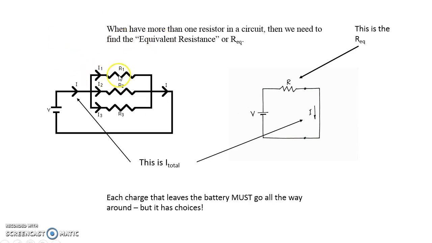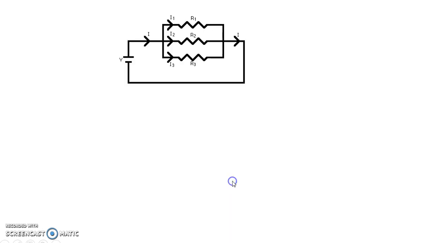That's sort of how the electrons feel. This might be a really easy resistor to go through because it's a small resistance, but if they all went through it, then that would just make no sense. So they divvy themselves up, and there is an equation that dictates how they divvy themselves up. Okay, so let's keep going.